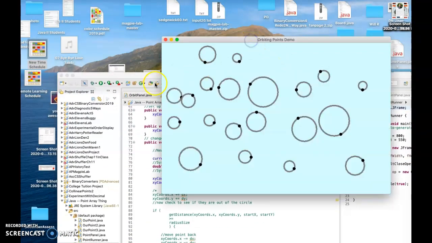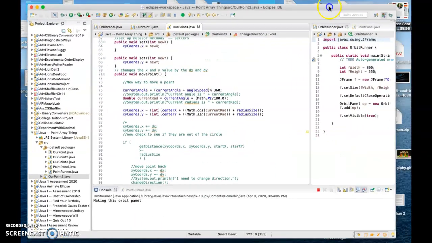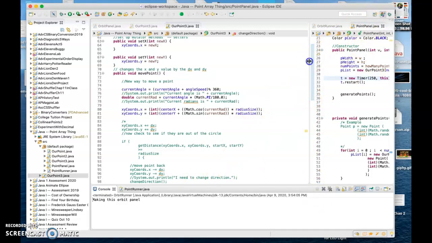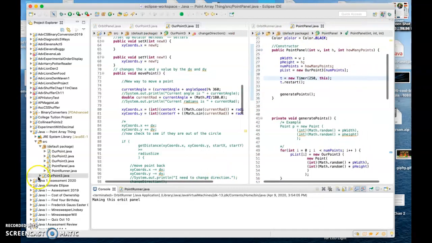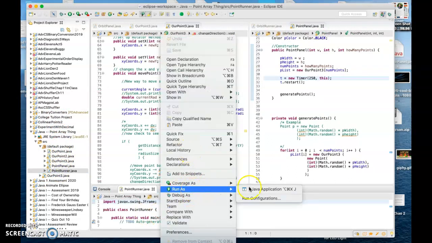This is updated on GitHub. There's a point object 3. And then what I did was I took the point panel. I've got to find the point runner. Where is it? Sorry. Let me turn this up. And what I did was I just ran it. Point runner, there it is. I went to the point runner and ran it.